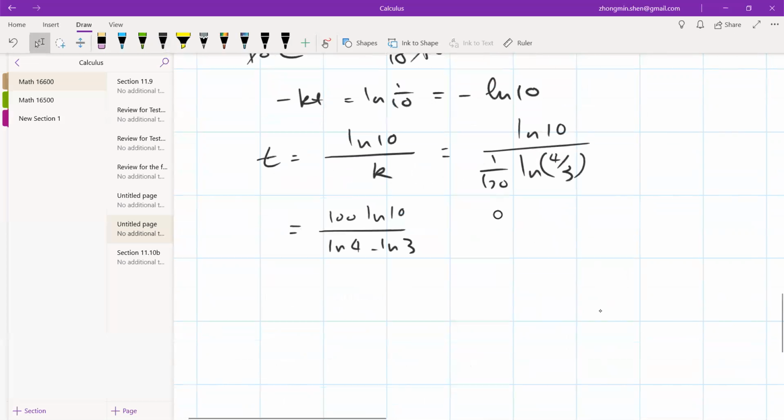Which you could rewrite as ln of 5 over ln 2/3, correct? Where is 5 from? Natural log of 10, right? It's 10. Yeah.